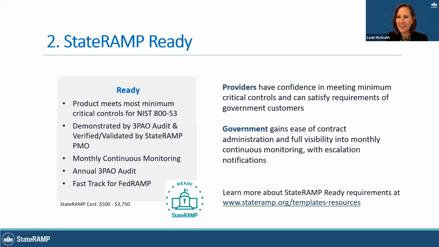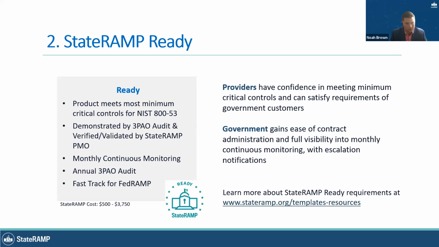Tell us about StateRAMP Ready. Right. So next on the list is StateRAMP Ready. So this means your product meets most minimum critical controls for NIST 853. So different from Snapshot, this is demonstrated by a 3PAO audit. And then that audit report and documentation is verified and validated by the StateRAMP PMO.